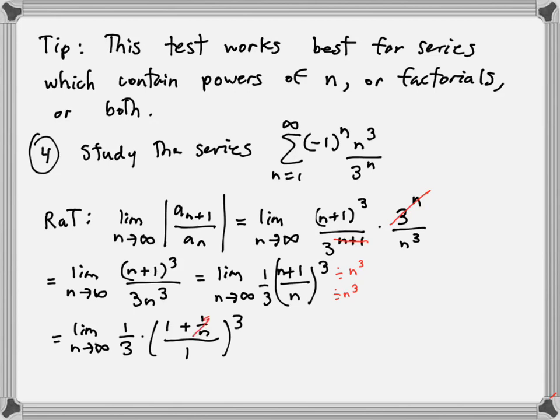But this guy goes to 0. And so what is this limit equal to? It's just equal to, let me make this more clear, it's just equal to 1/3. And so what did we conclude? As long as you don't get 1, you're in business, okay? This is less than 1. So what do we gain from that? Remember, the ratio test says that if you get a limit that's less than 1, this implies that the series converges absolutely.